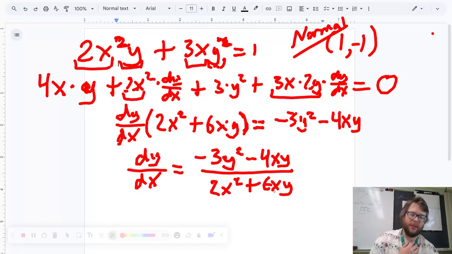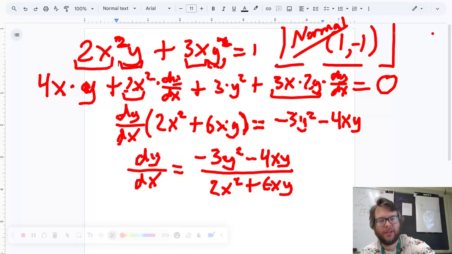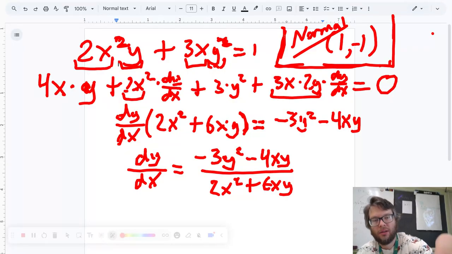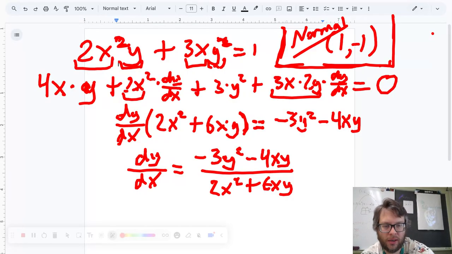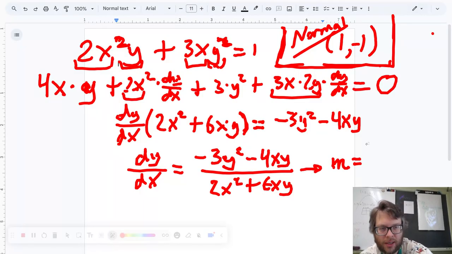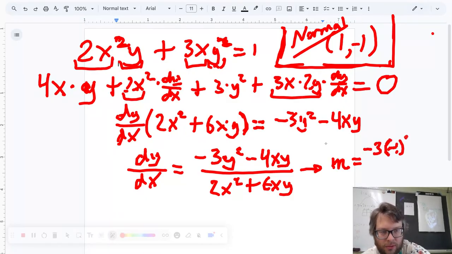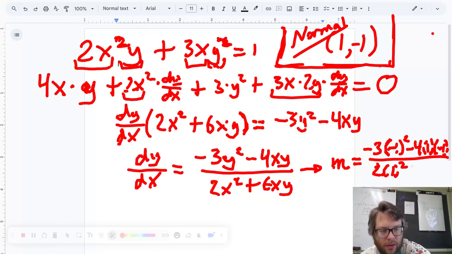Remember what the derivative tells you. The derivative tells you the slope of the tangent line at a given point. The point that I'm given, well, first they gave me the wrong point, but then I changed it. The point that we have is (1, negative 1). So that tells me that the slope of the tangent line, I get negative 3, plug in negative 1 for y, squared, minus 4xy, over 2x squared plus 6xy.